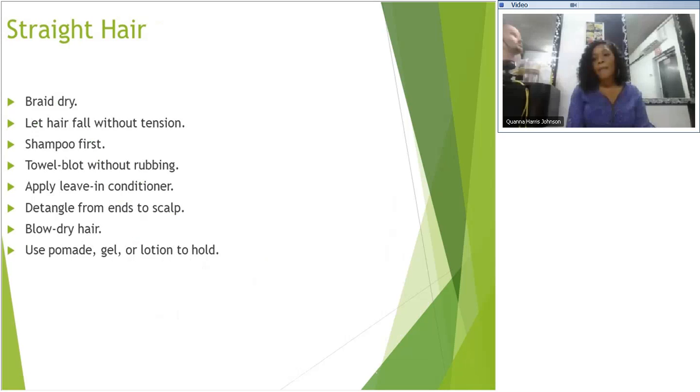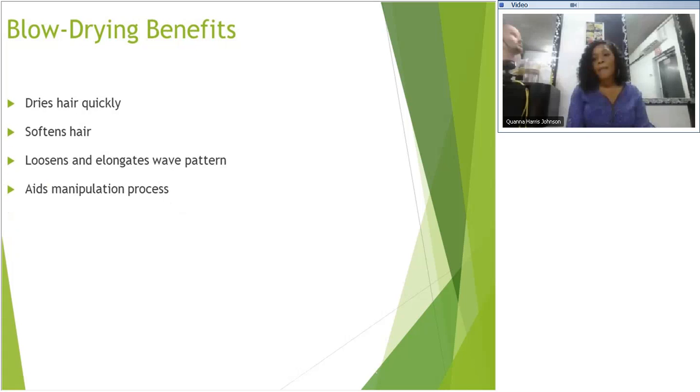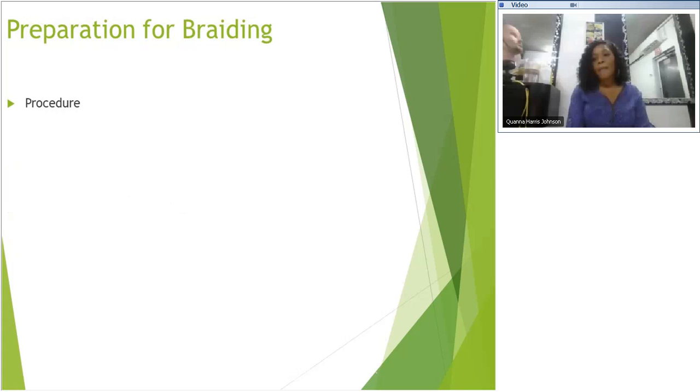So for straight hair, you braid the hair dry, let the hair fall without tension. You must always shampoo the client's hair first. You do not do dirty hair at all. Towel blot without rubbing. Apply leave-in conditioner at all times to your client's hair, because remember, the hair will be flattened. The hair really does need moisture. And you may blow dry. You can use your pomade, your wax, or your gels to hold the hair in place. So blow dry, and you know your blow dry benefits. And you're preparing the hair for braiding.